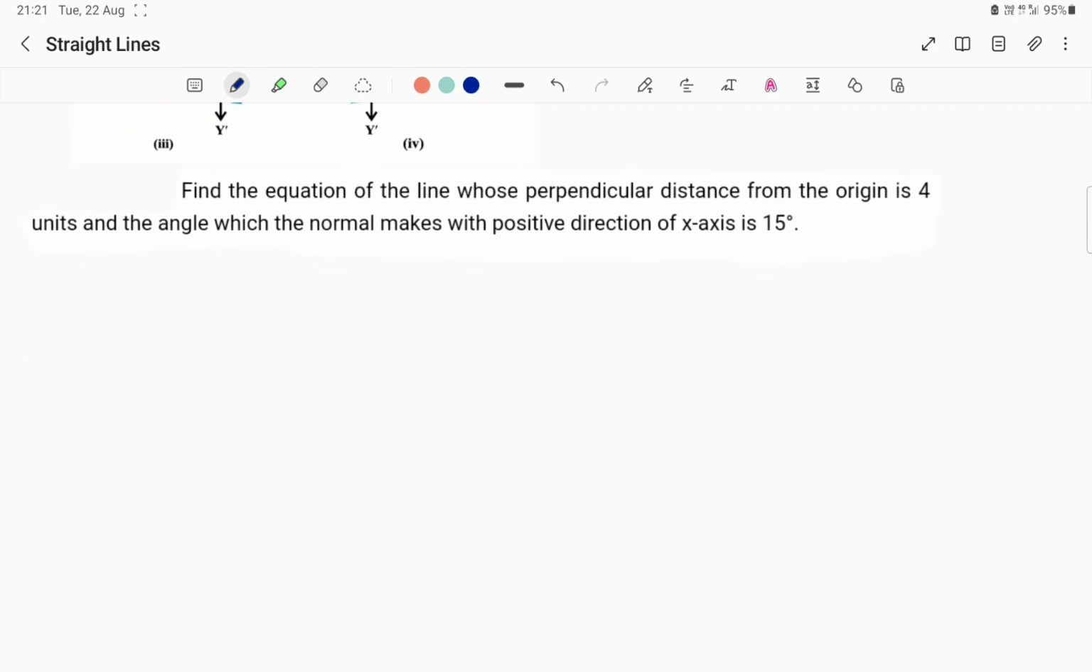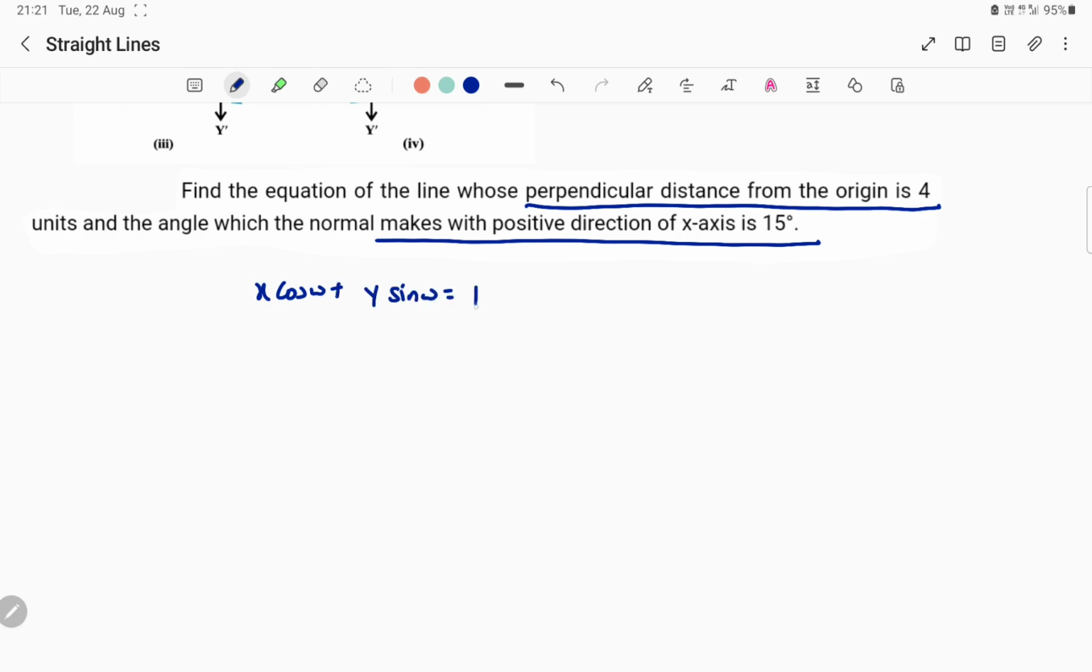Okay. Now let's see a very easy and quick question. Find the equation of the line whose perpendicular distance from the origin is 4 and the angle which the normal makes with the positive direction of the x-axis is 15 degrees. So what is the equation? The equation is x cos omega plus y sin omega is equal to p. Omega is 15 degrees, so our equation is x cos 15 degrees plus y sin 15 degrees is equal to 4.